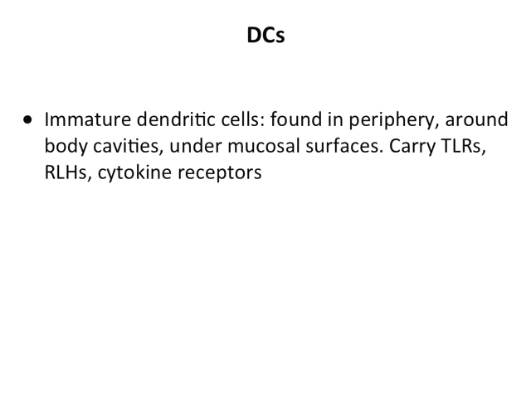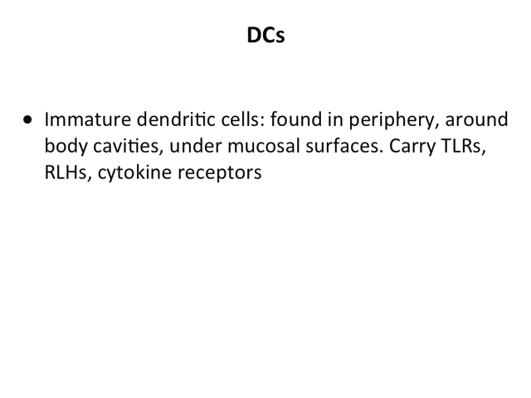And these exist as immature cells initially. They're found in the periphery, body cavities, under mucosal surfaces. So remember the nice mucosa that are beautiful sites of virus entry. These sentinels are below them. They're always patrolling, making sure that nothing bad is happening.